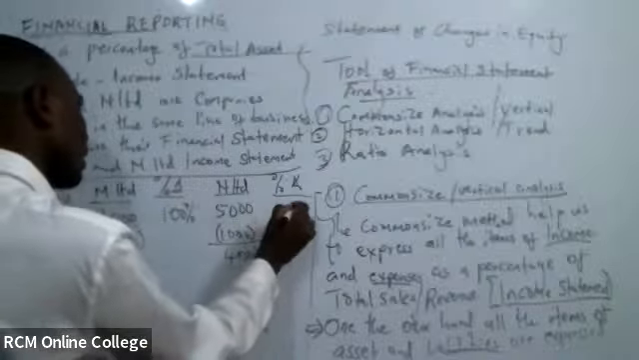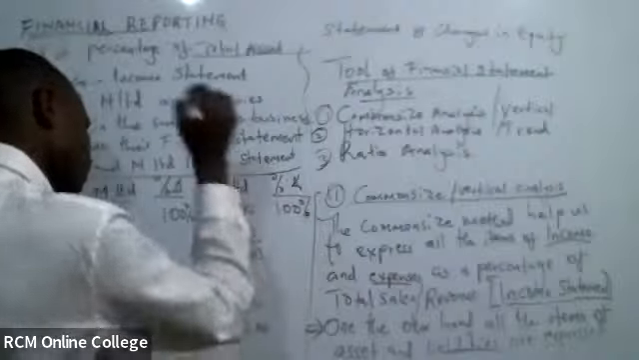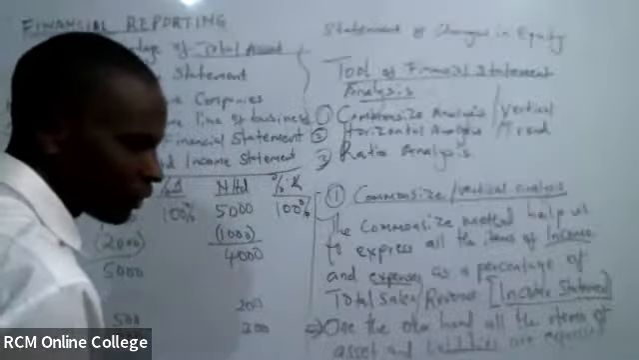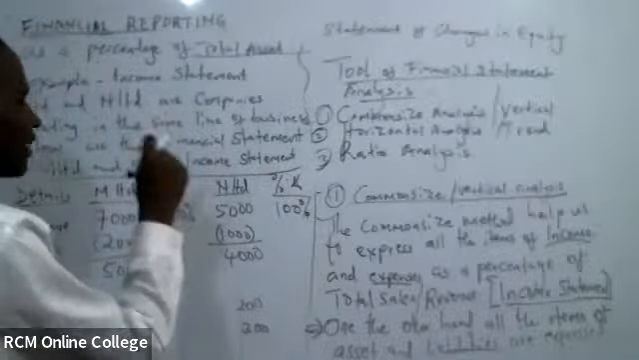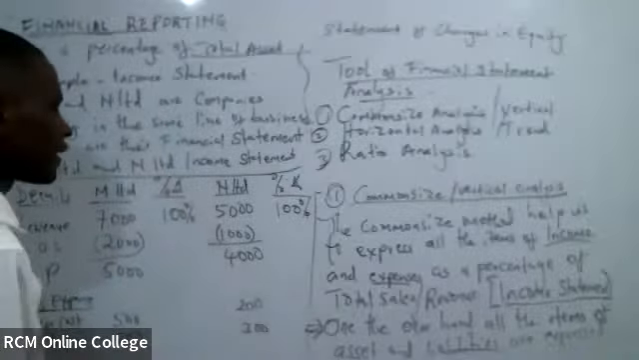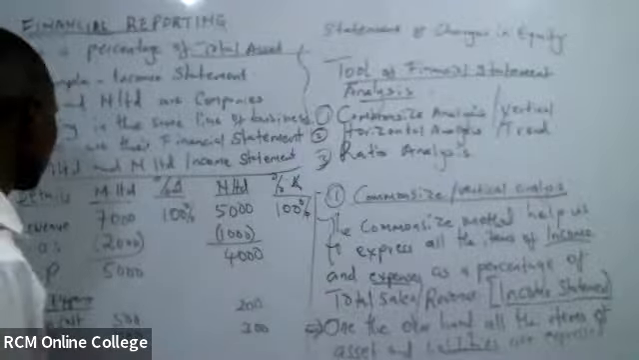Hata huku 100%. Tuna-analyze tukitumia vertical or common size method. Let's go to cost of sale.